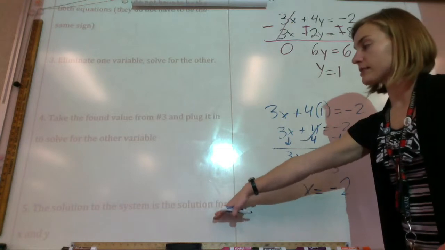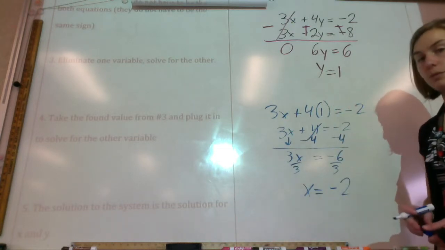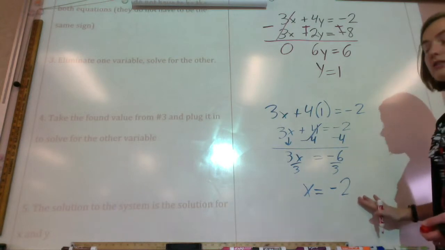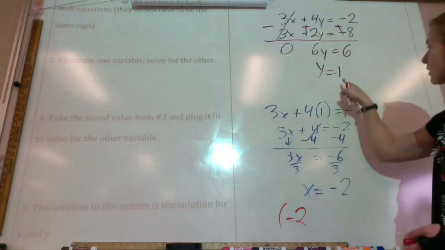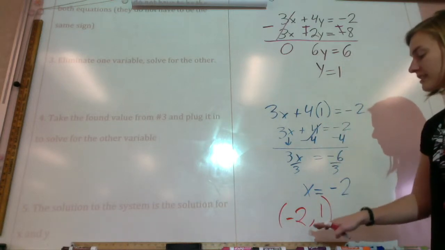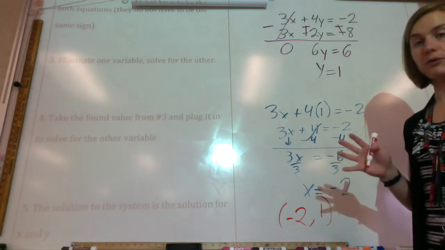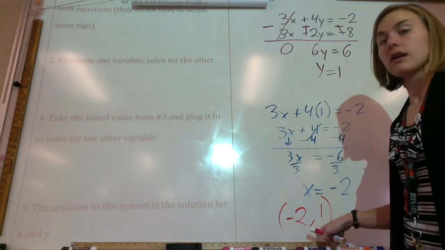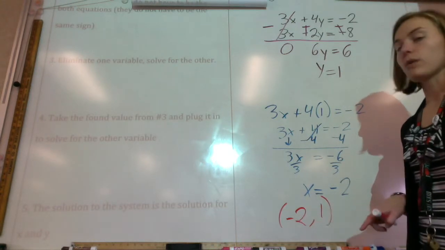Our second to last step, step 5, says the solution to the system is the solution for x and y. So our solution to the system is our x, which was negative 2, and our y, which was 1. So remember, this represents the ordered pair that works in both equations, and if you graph both equations, this is where they cross. So our solution to this system is (negative 2, 1).